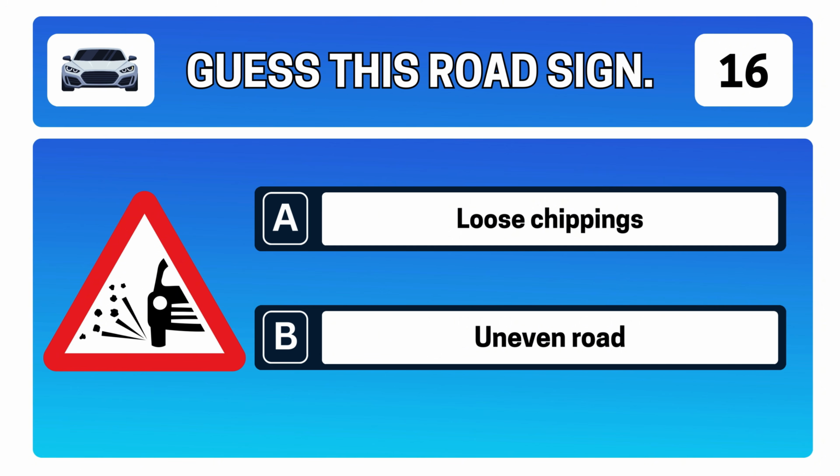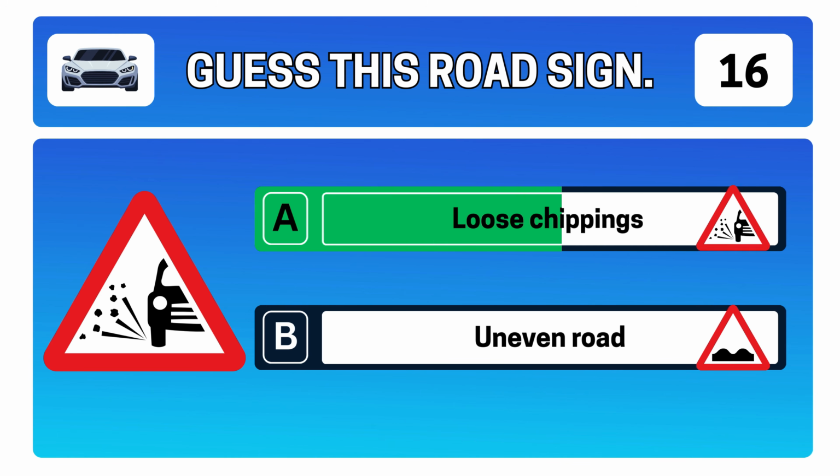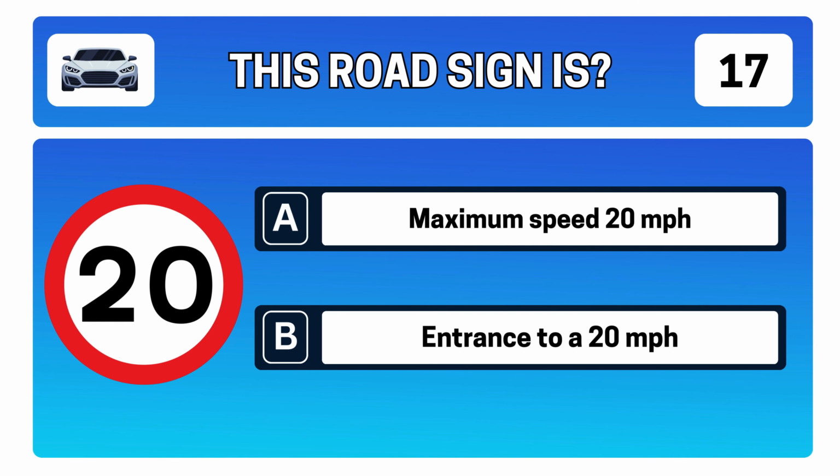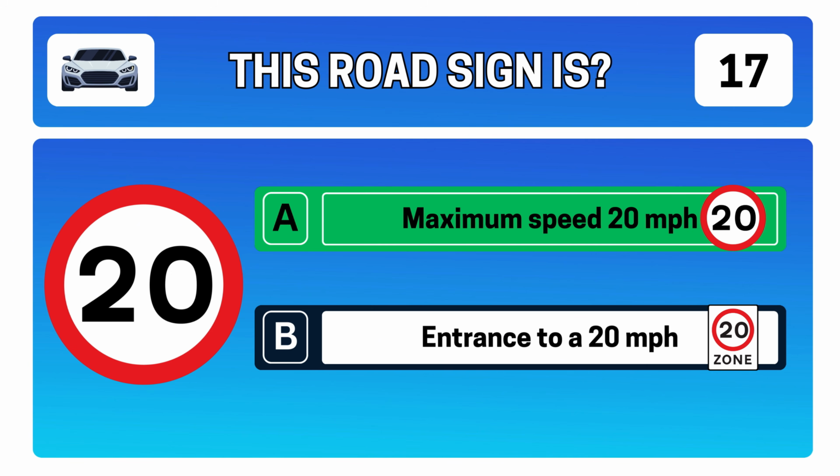Guess this road sign. A. Loose chippings. B. Uneven road. Well done. This is a loose chipping sign. This road sign is A. Maximum speed 20 miles per hour. B. Entrance to a 20 mile per hour zone. Correct. This is a maximum speed 20 miles per hour sign.